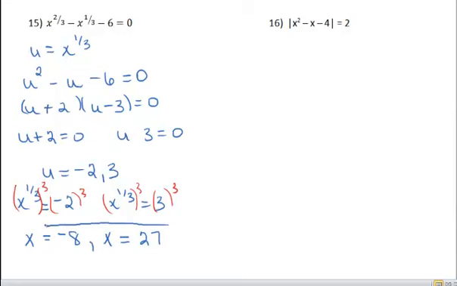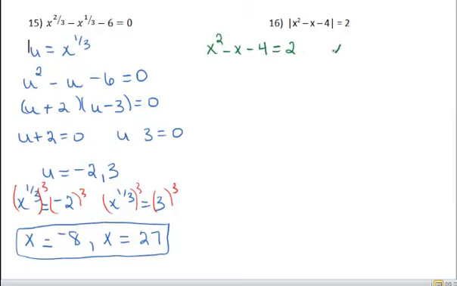Now I'm going to pause the video and just make sure that both of those really do work. And they do, so we're good to go to number 16. Number 16 is an absolute value equation. Remember, when you have absolute value, you have to set up your two situations. So you're going to have x squared minus x minus 4 equals 2, and then x squared minus x minus 4 equals negative 2.